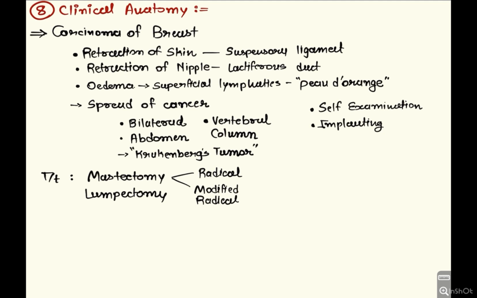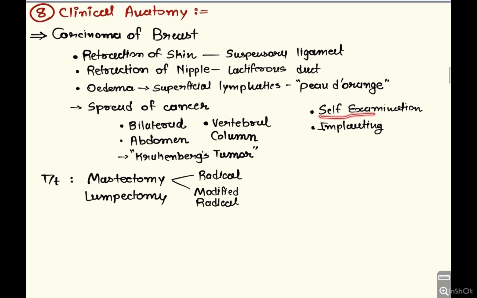So how can we detect this condition early? The person should self-examine her breast: checking the symmetry of the gland, checking for any retraction of the skin or nipple, or any color change in the gland, and palpating the lymph nodes. These are the steps we can follow in self-examination of the breast.